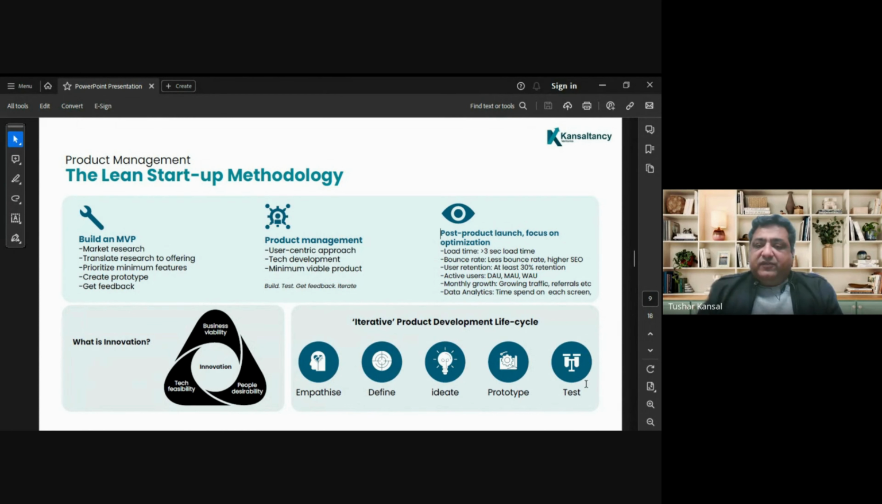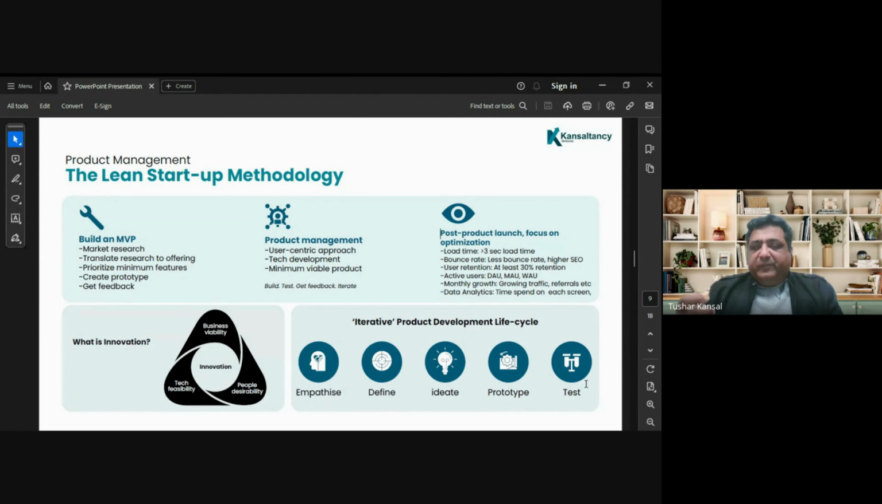post-product launch, where you have already launched the product. Now you are realizing that the load time of your app is a bit high. So it has to be not more than 3 seconds. Then you are checking the bounce rate, how many people come and go off and just leave the app. So you have to lower the bounce rate. How many people get retained? So at least 30% of people should be retained and should come back to the app later on. What are the active users, daily active users, monthly active users, weekly active users? All that, you have to use data analytics and solve it.